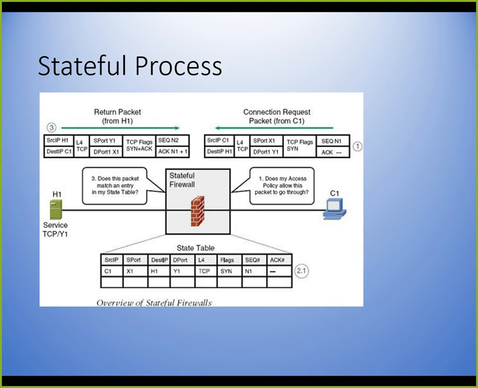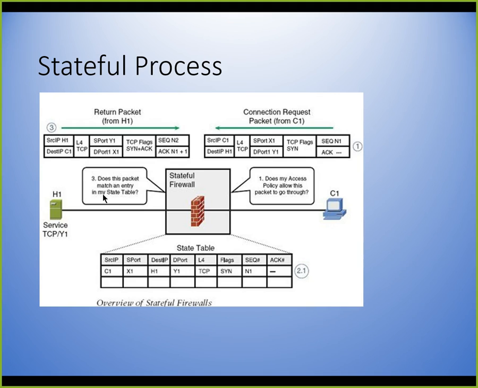One, does my access policy allow this packet to go through, going over from C1 on the right to the service on the left? And the answer was going to be yes, we would permit it. Does this packet match an entry in the state table? It goes to H1. When it goes out, we get an entry in the state table. We have the source IP, the destination IP, the layer 4, it's a TCP protocol, source port X1, destination port Y1. We have to have the socket here, the IP address and the port number. TCP flags, this would be a SYN, so we have the sequence number and then the ACK.